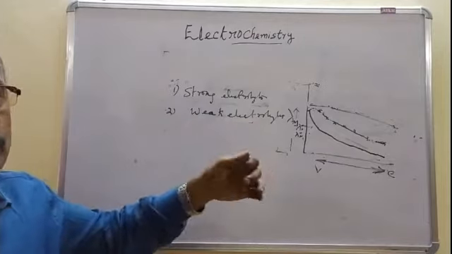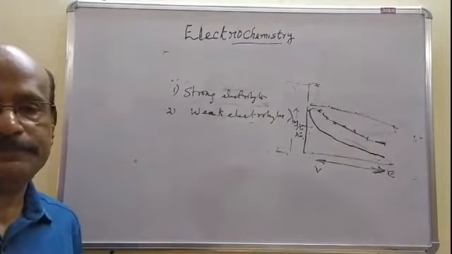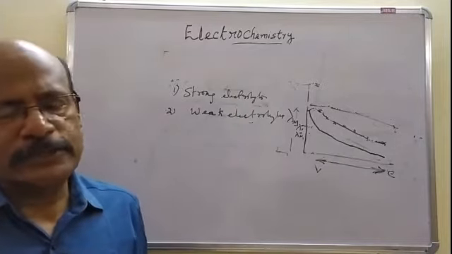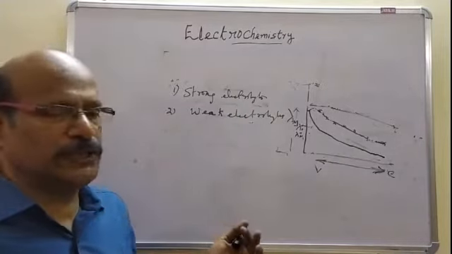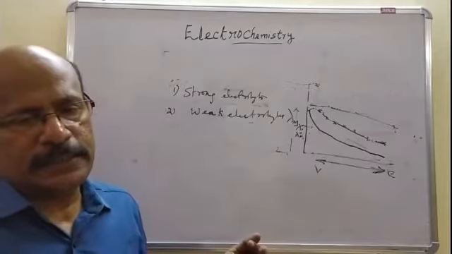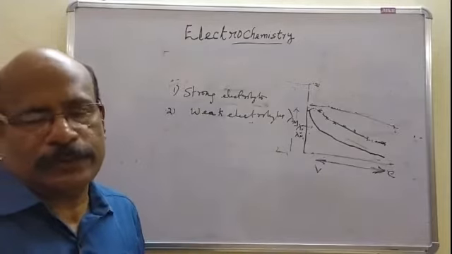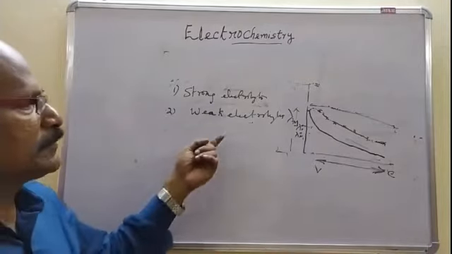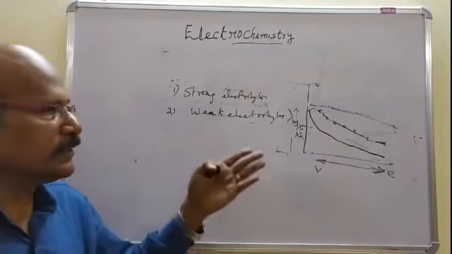All the weak acids and all the weak bases come under this category. All the weak acids, organic acids, acetic acid, benzoic acid, etc., and all weak bases, ammonium hydroxide, organic bases like aniline, primary amines, aluminum hydroxide, come under this category.